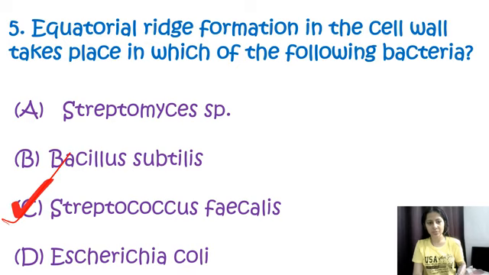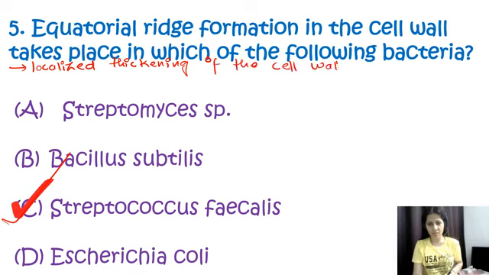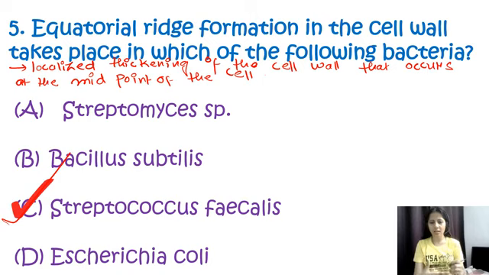So it refers to the localized thickening of the cell wall that occurs at the midpoint of the cell wall of the cell, where we can say the division of the cell takes place.